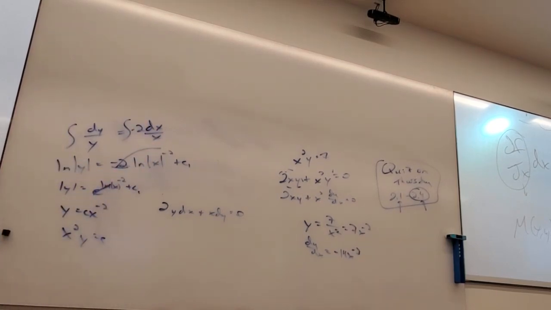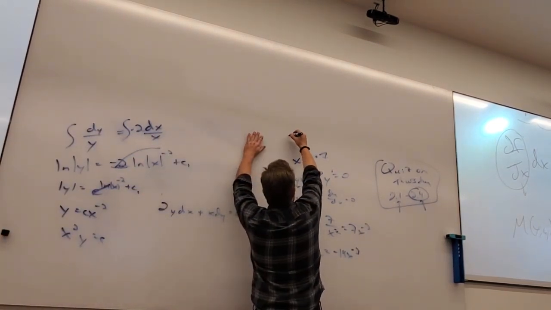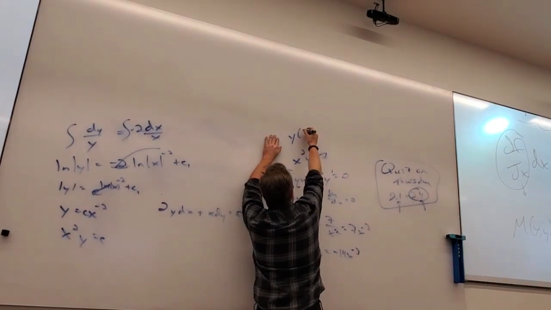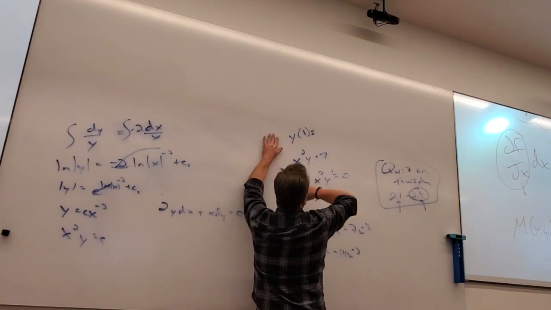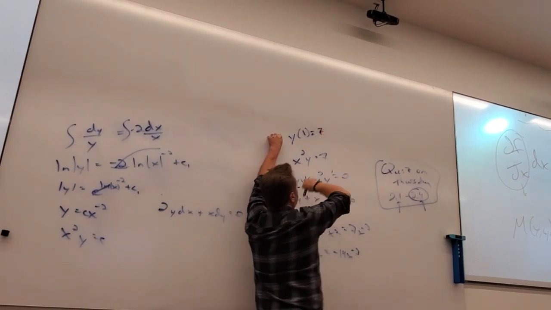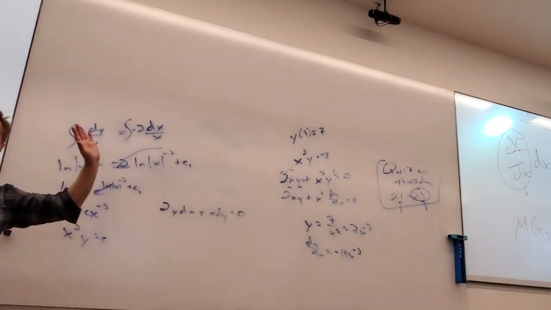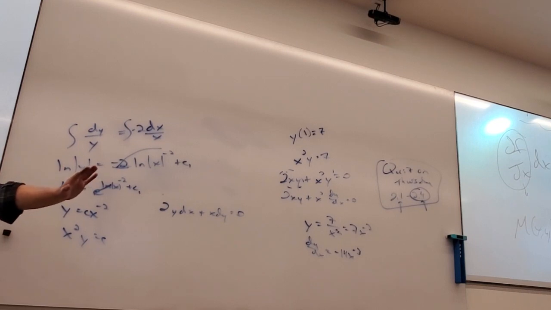Are you with me? Not quite where we started, because they didn't give us enough information. I'd have to say, for example, y of 1, who knows, y of 1 equals 7. Yay. And then I could figure out what c was. Okay, so that was just a nice little review of separable.